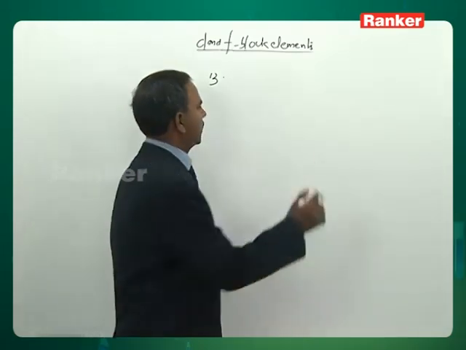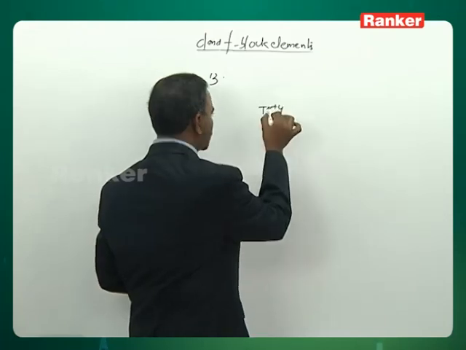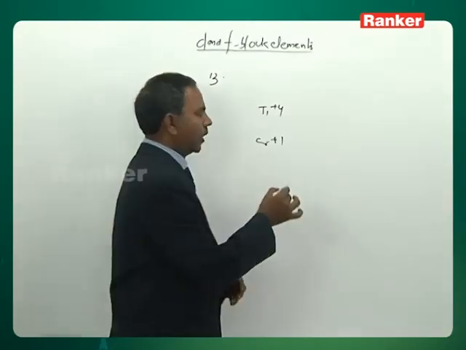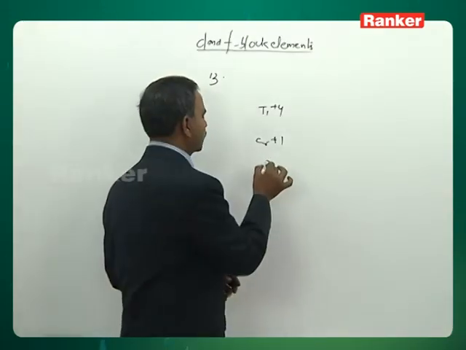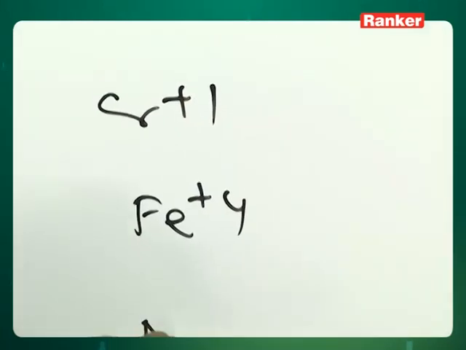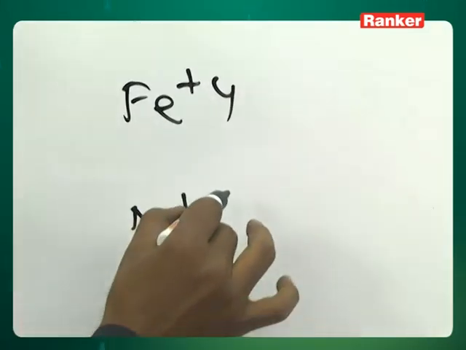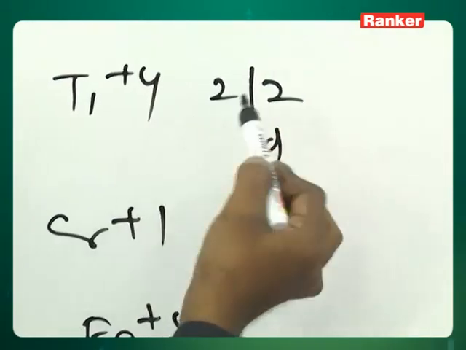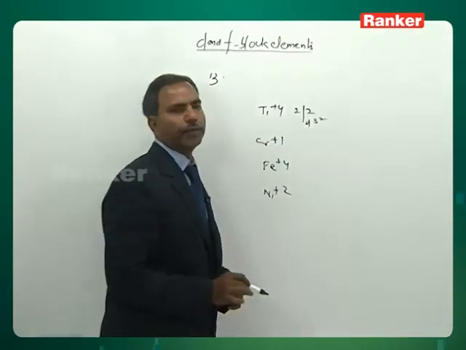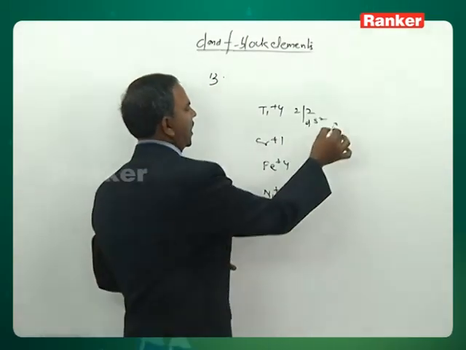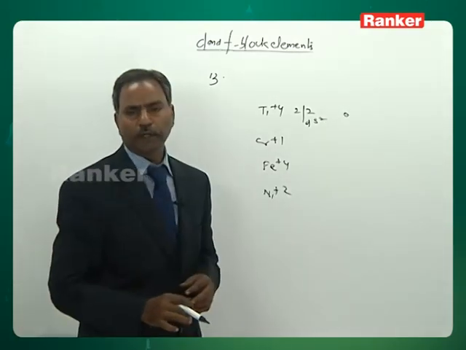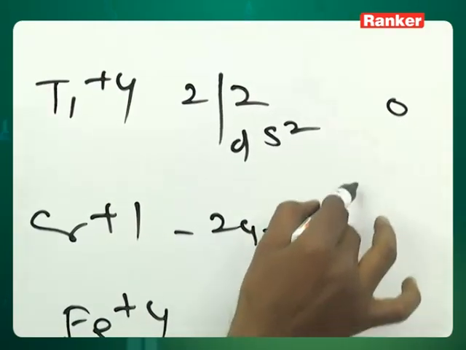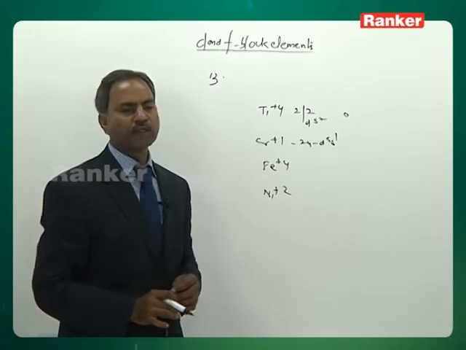So first let us see titanium plus 4, chromium plus 1, Fe plus 4 and nickel plus 2. Titanium, you know, is 22. As I said many times, the configuration is d2 s2. Titanium plus 4 means, you can easily understand, 0 unpaired electrons at all. Coming to chromium plus 1, you know it is 24 and the configuration is also well known to you. Yes, d5 s1, given as plus 1.